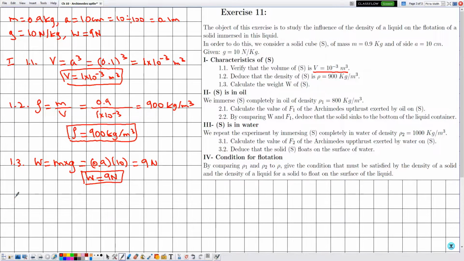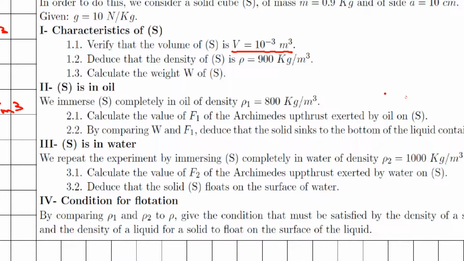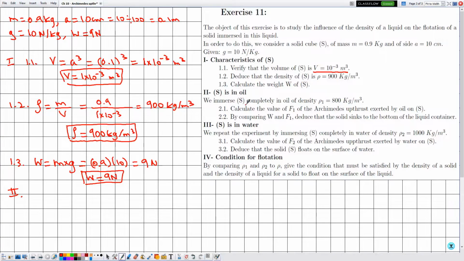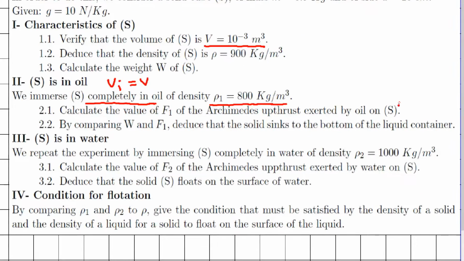Now part 2 of this exercise, S is in oil. We immerse S completely in oil of density rho 1 equal to 800 kg per meter cube. Completely in oil means it is completely immersed in the liquid, so here the immersed volume is equal to V. And the density of oil is 800 kg per meter cube. Calculate the value of F1, the Archimedes upthrust exerted by oil on S.